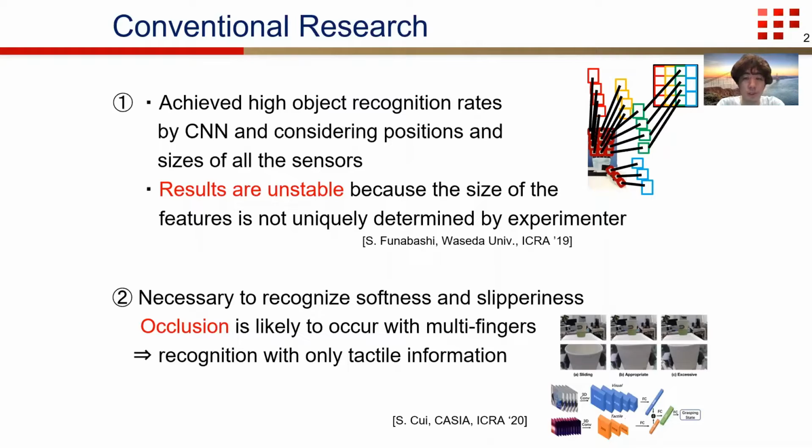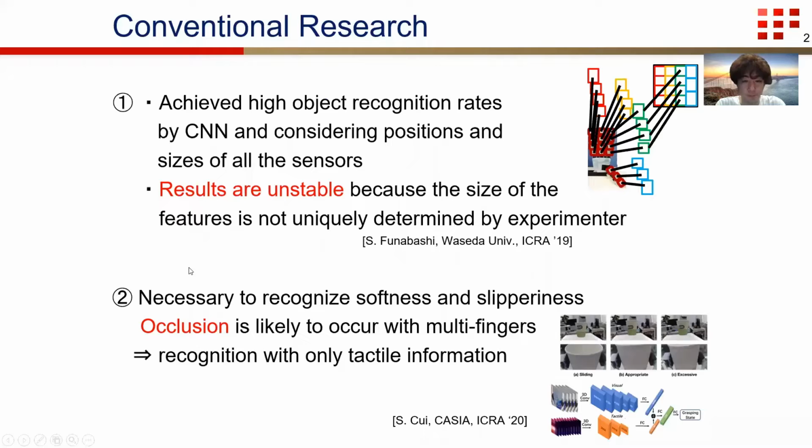On the other hand, when we see the other research which focuses on using tactile information for the multi-fingered hand, which is actually our research, it achieved high object recognition rates by using CNN and also considering the position and the sizes of all the sensors. So in this research, we could use all the tactile information from the entire hand, but still it has a problem that the results are unstable because the size of the tactile feature is not uniquely determined by the experimenter.